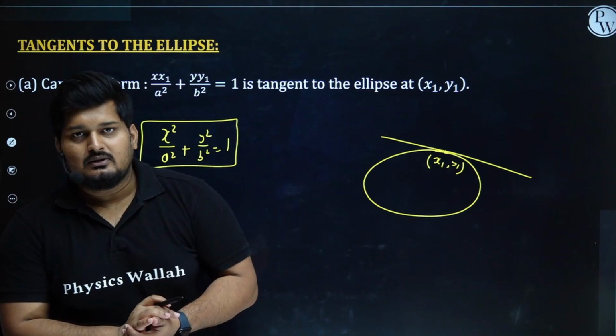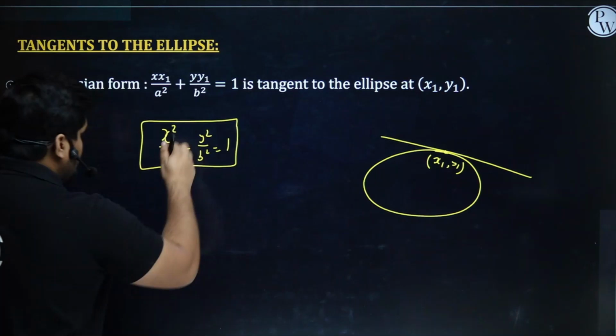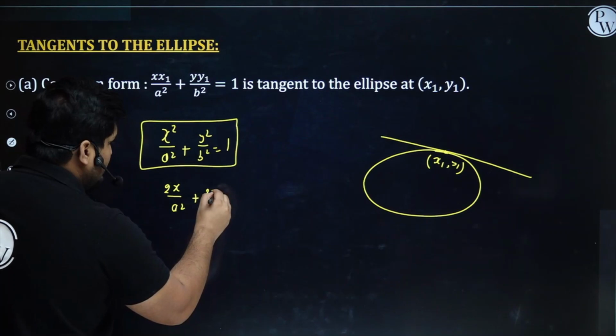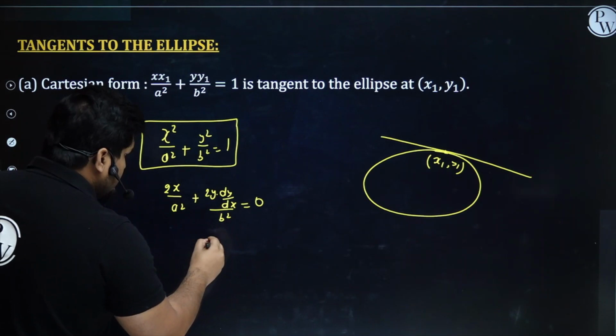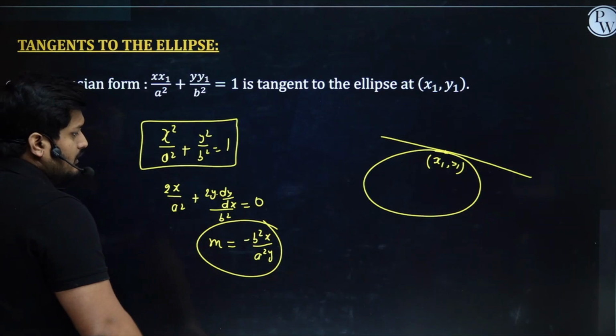Either we differentiate and put in the point to find the slope. If the point is known, I need the slope. So you can differentiate: 2x by a square plus 2y dy by dx divided by b square equal to 0. From here, the slope of the tangent will be minus b square x divided by a square y. This is the slope, and at point x1, y1 you can replace x, y by x1, y1 here.